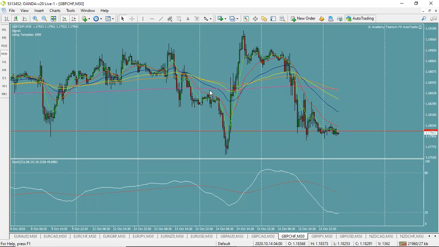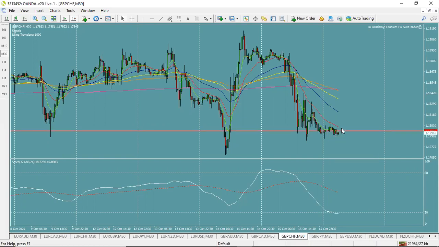And then we've got the pound Swiss. Pound Swiss looks like the 200 just jumped underneath the 720. So we've got full trend. It's very, very new. This trend is very, very new. So we'll see if it continues.